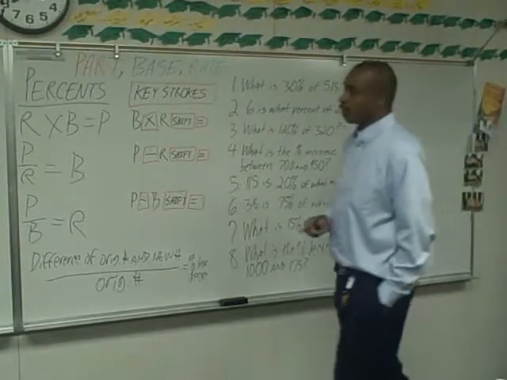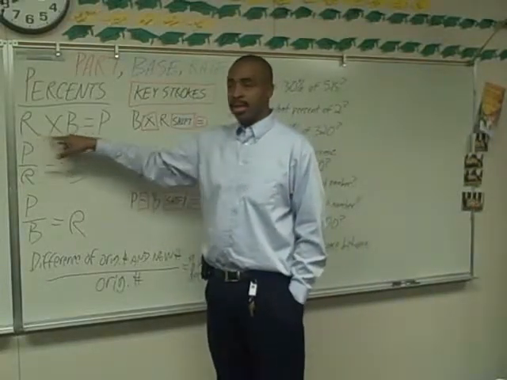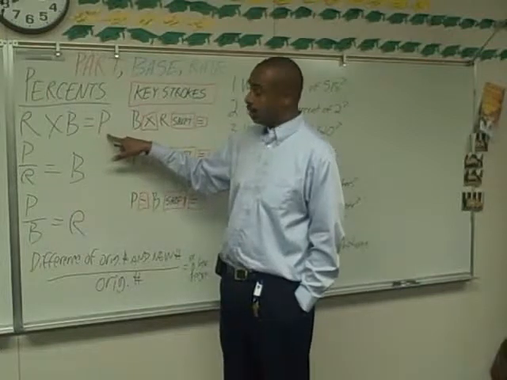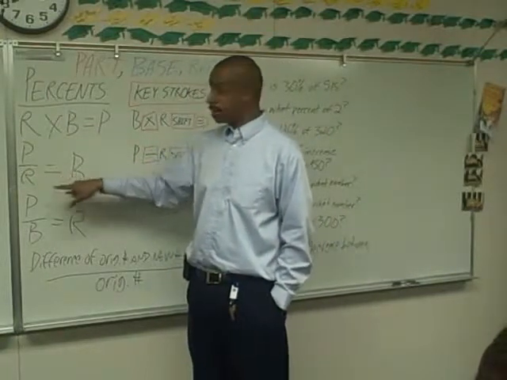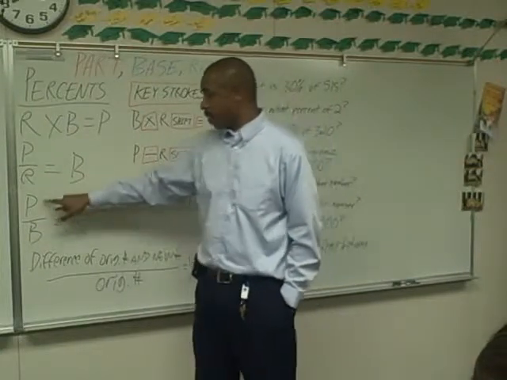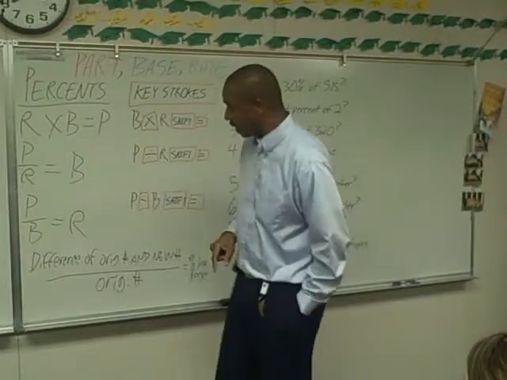So the first formula is, if you have the rate and base, you multiply rate times base to get part. If you have the part and the rate, you divide the part by the rate to get the base. If you have the part and the base, you divide the part by the base to get the rate.